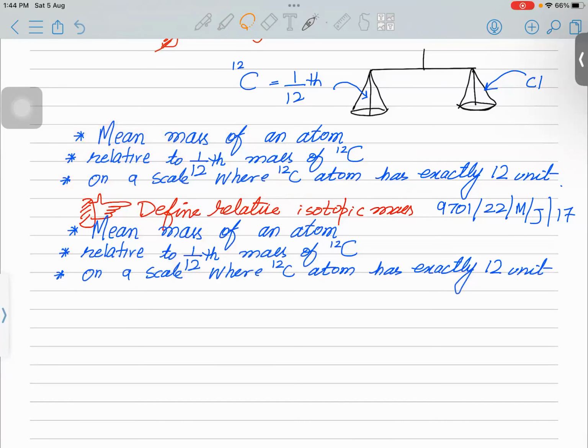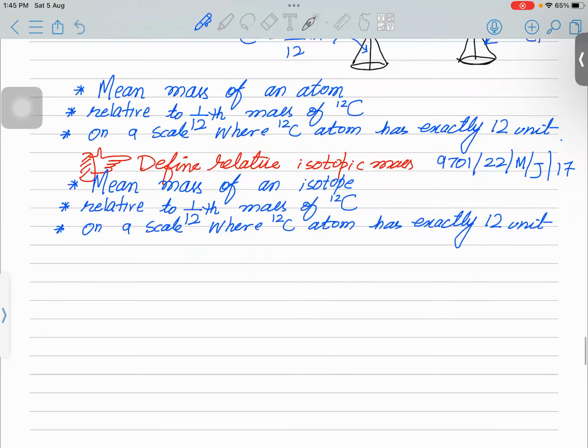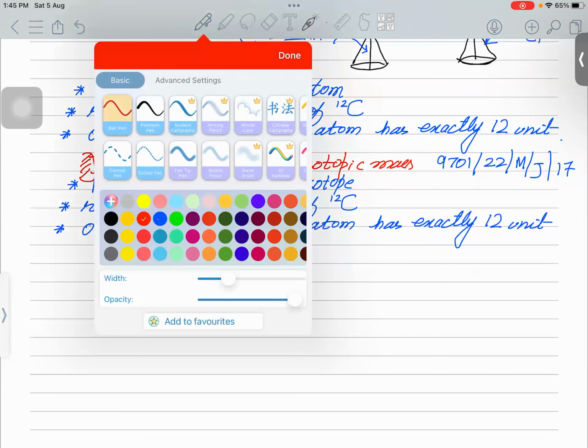So if we just replace mean mass of an atom, can we say mean mass of an atom of the same element? No, no. Just make one change: mean mass of an isotope, while the remaining definition remains the same. Are you getting my point or not? Yes, I am. Okay.